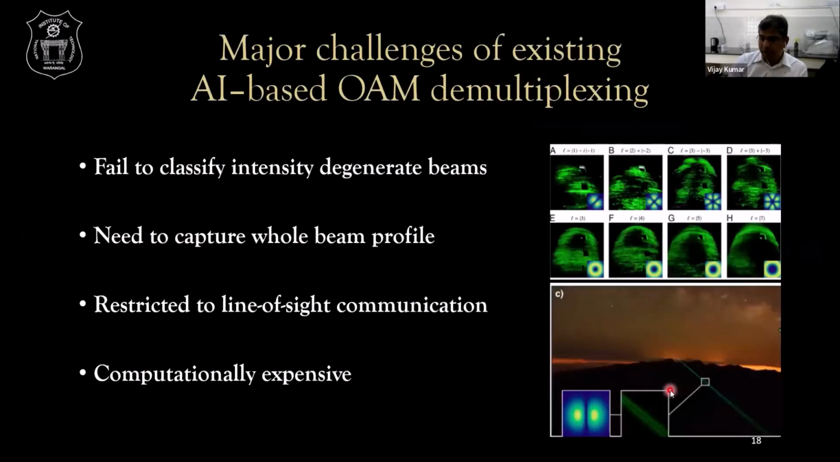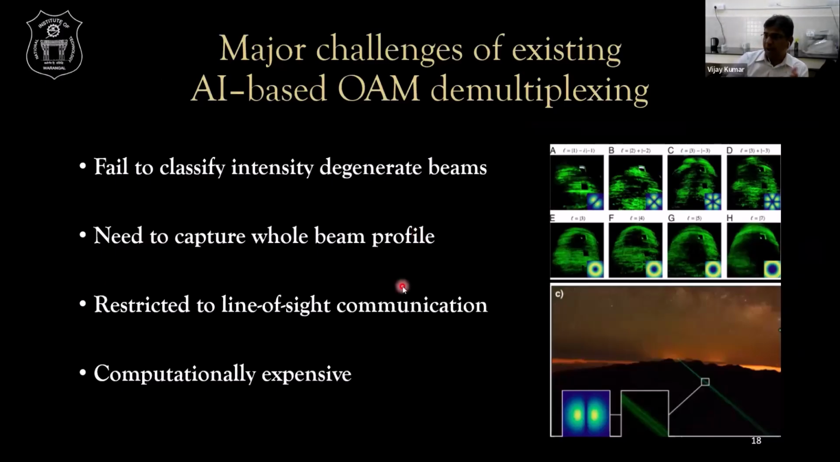This technique also has disadvantages. One of them, as you can see, is that these are image based, so it is not able to classify the intensity degenerate beams. We know that LG beams are intensity degenerate, in the sense that plus minus L will have the same intensity, only the phase is different. So we can't recognize them because it is only image based, and it needs to capture the whole beam profile.